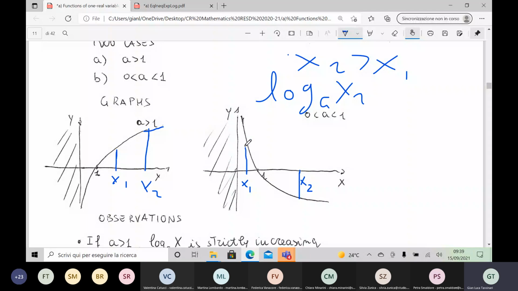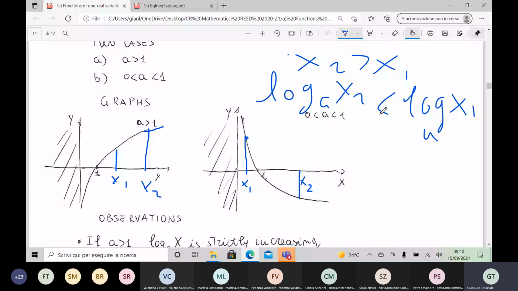Is this vertical distance, which is positive. And so obviously, this logarithm is bigger than this one. So the logarithm with basis a of x2, which is this distance, is smaller than the logarithm with basis a of x1. So you see that if you take the logarithmic transform of both sides of an inequality and the basis is a number between 0 and 1, you have to change the verse of the inequality.